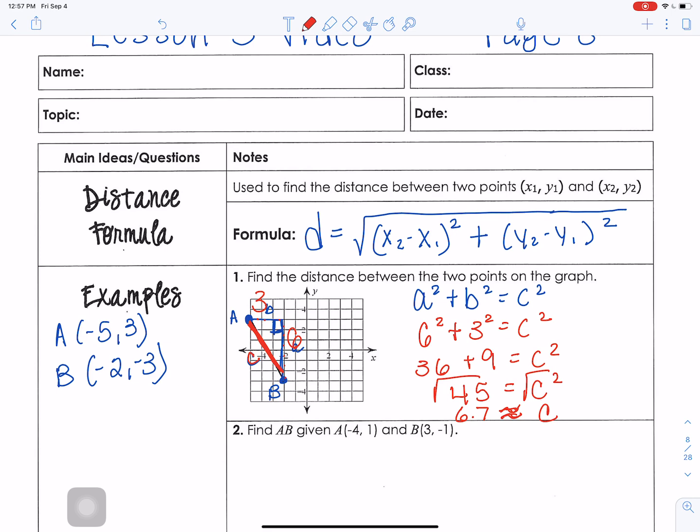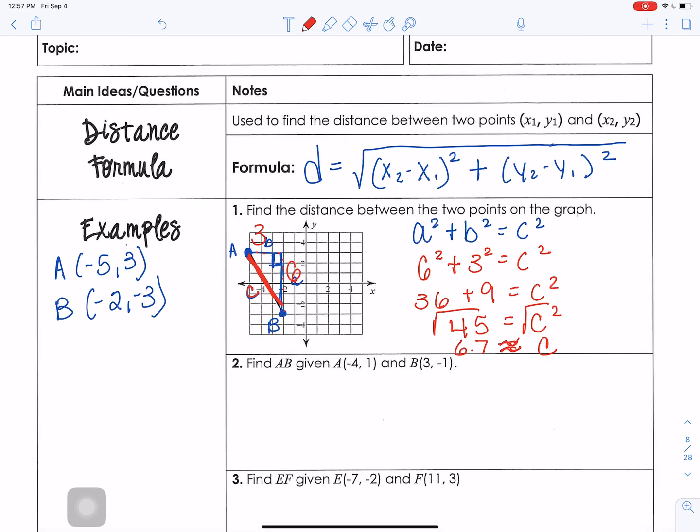Now, if you're not on a graph and you're just given 2 points, you can also use the distance formula. So we're going to try that next with number 2. We've got points A and B. We don't have a graph, but if you wanted, you could sketch a graph. You could say, okay, -4, 1 is right about there. 3, -1, it's right about there. So we're finding the distance from A to B. This is A and this is B.